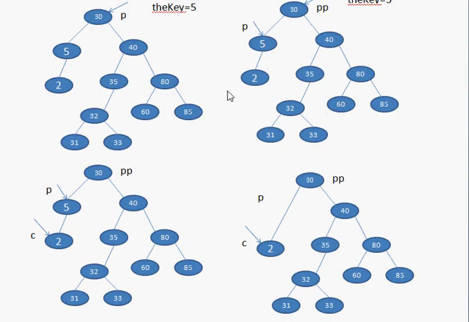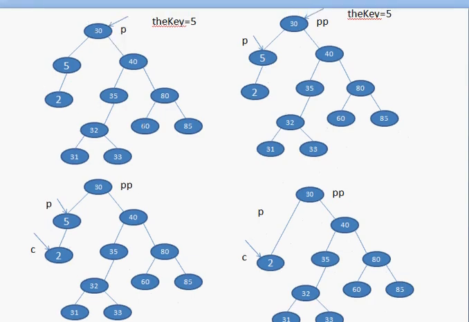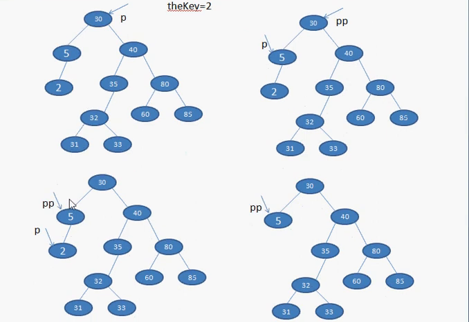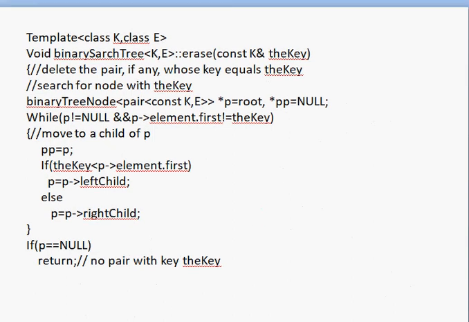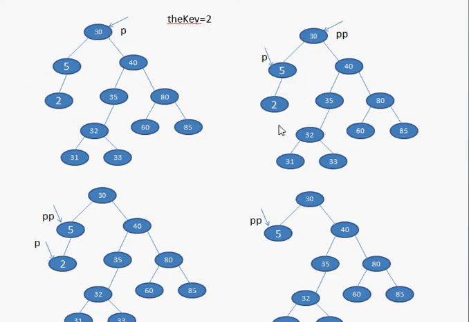So pp is pointing here, and p is pointing here, and when you're executing the next piece of code, it becomes: if the key is less than p element dot first, then p has to be changed to p's left child. So what is the p left child? P left child is pointing here. So this is where your p in the next iteration should point, which means this will be the structure. P is pointing here and its parent is pointing here.